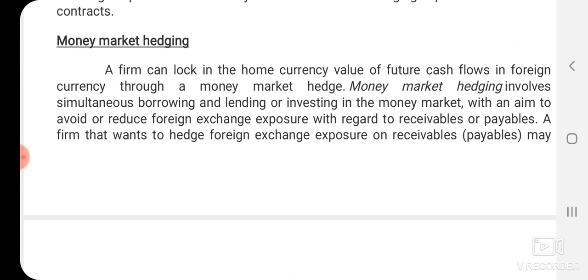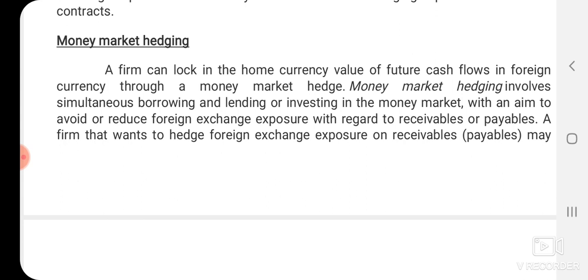The next one is money market. First of all, we should know what is meant by money market. The money market is a part of the financial markets and services, a market which has a maturity period of one year or less. Its components include call money market, commercial bills, collateral securities market, and certificates of deposit.